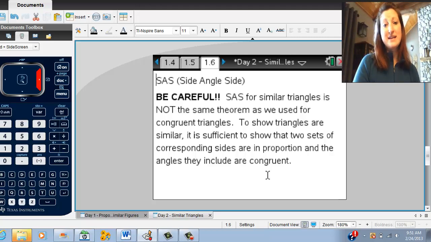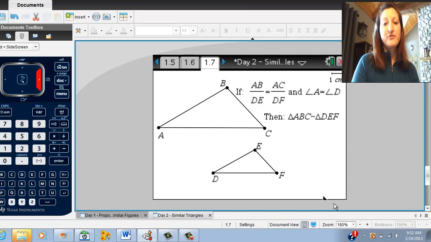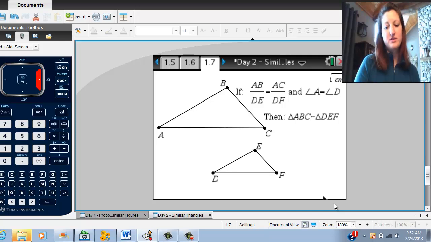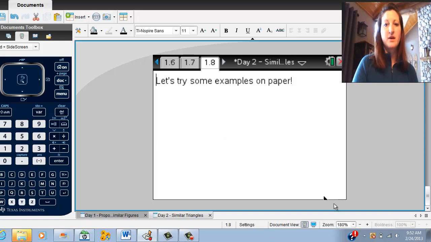And then the last one's side-angle-side. And again, be careful, it's not the same that we did with congruence. You have to show that the sides reduce to the same fraction. So if you can show that 2 pairs of sides reduce down to the same fraction, and the angles in between them are equal, then you can say that the triangles are similar.